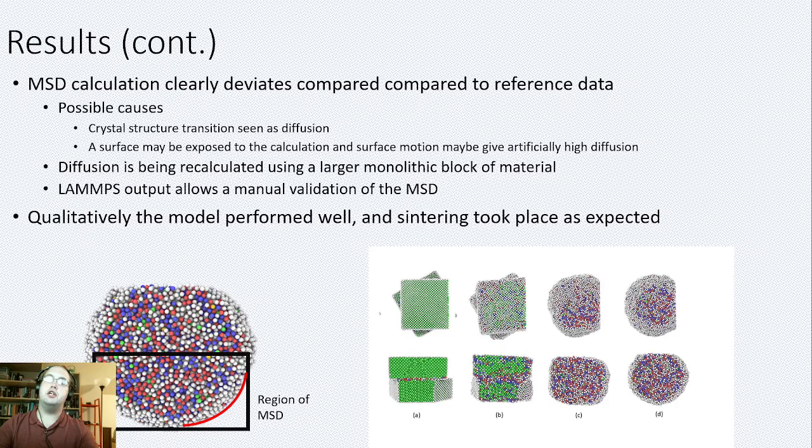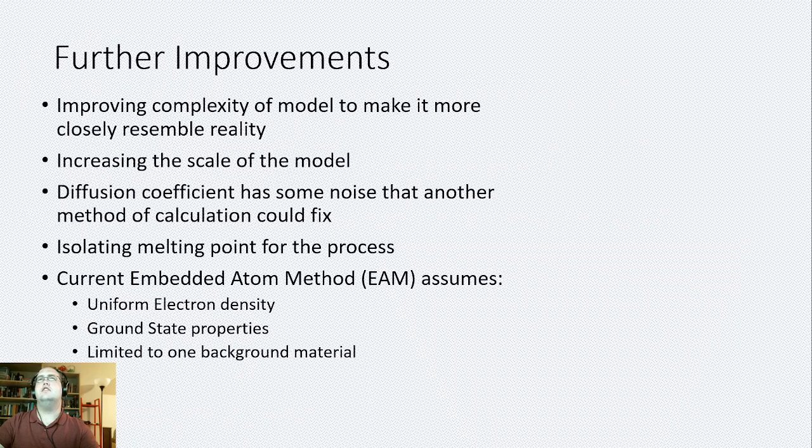However, if we look at this picture on the right, qualitatively, it performs exactly as we expect. It takes these two slabs and it turns them into a sphere. Or if we were looking at the first video, it turns a bunch of spheres into one big sphere, which is also what we would expect. And so there are some further improvements that we need to make on the model.